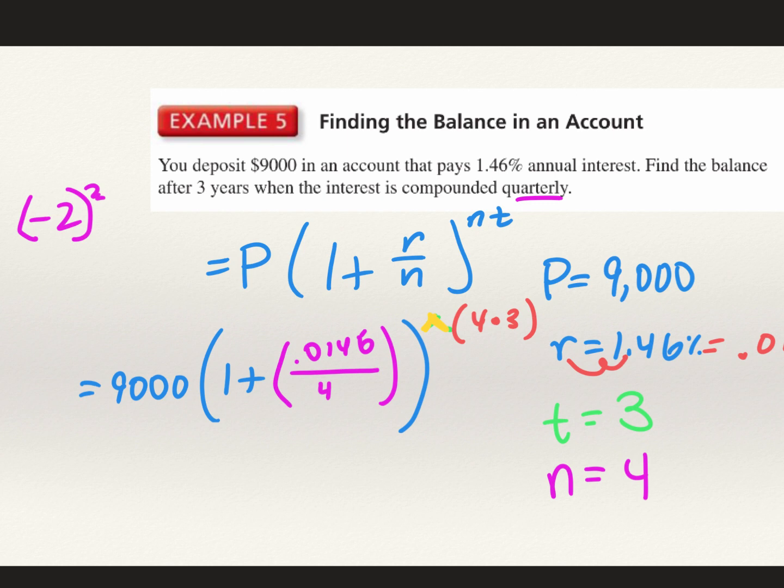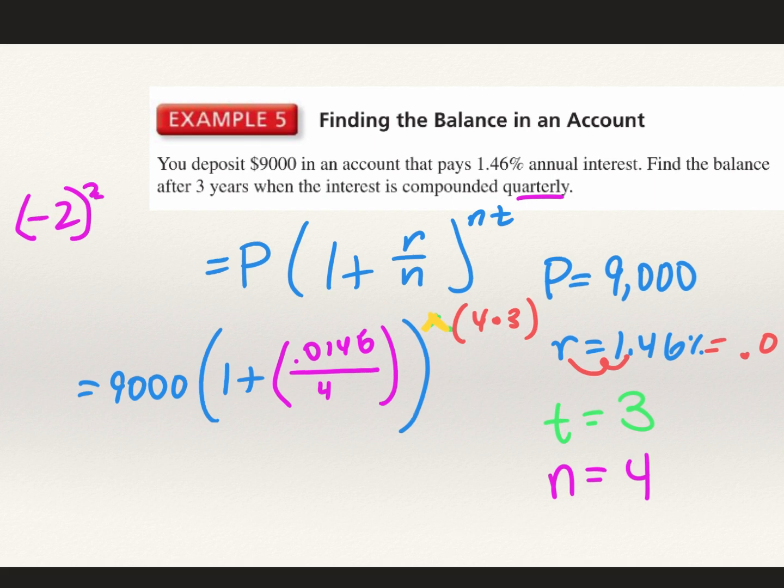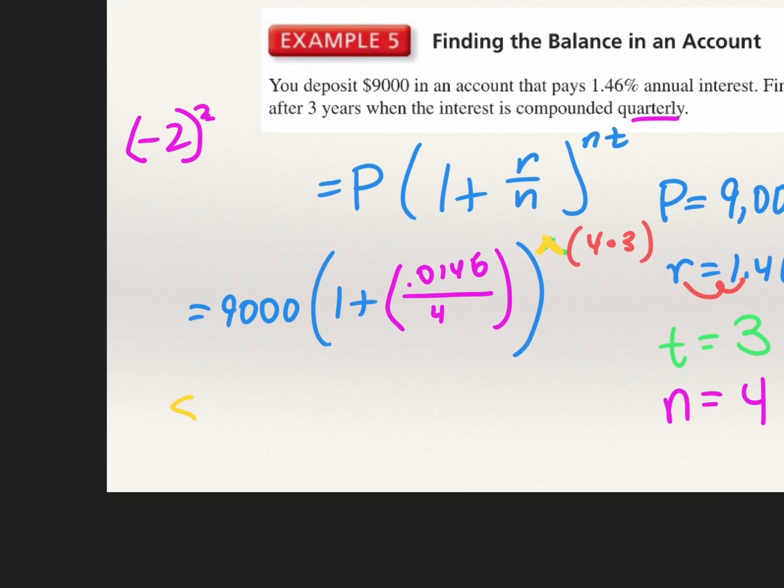But you have 9,000 parenthesis. Then hit 1 plus parenthesis. 0.0146 divided by 4. Close your parenthesis. Close your parenthesis. And then the caret button. You got to raise it to the, you can put 4 times 3, you can put 12. Did anybody do that in their calculator? And I don't care if you get it right or wrong. I just want you to practice it. Tell me what you guys got. 9,402. We're talking about money, so 21.